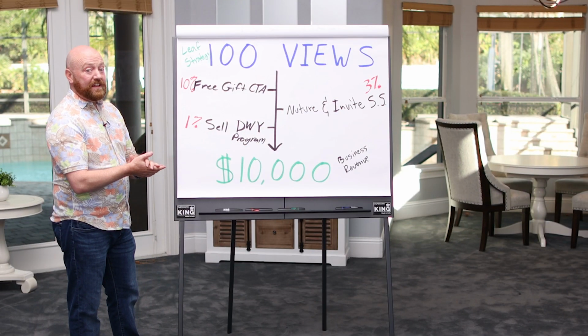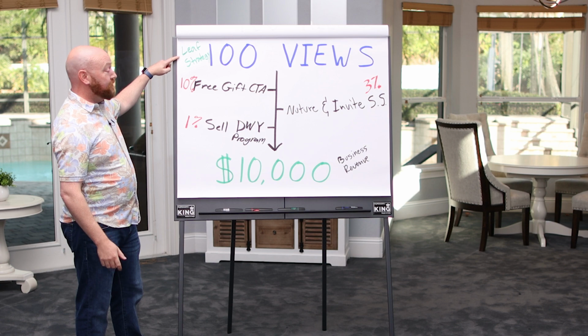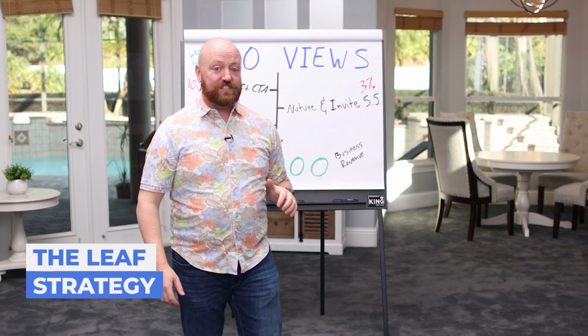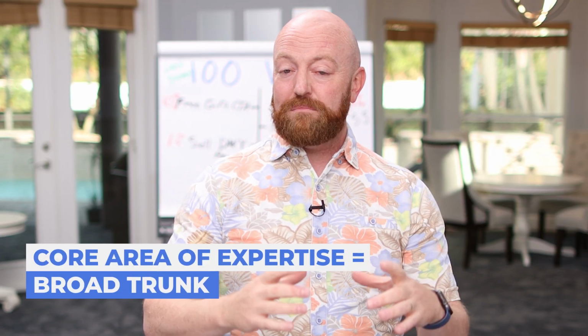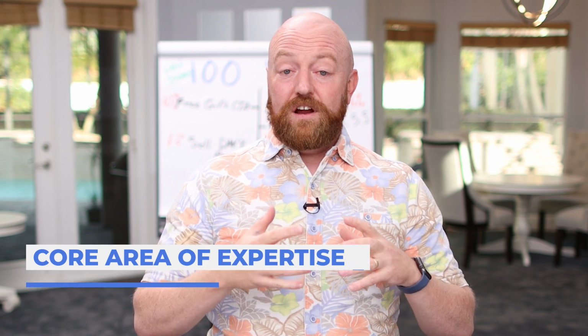Okay, so now let me fill in the gaps. I'm going to fill in all the gaps here, first talking about the leaf strategy, okay? So let me teach you my tree analogy. You have an area of expertise, and just like a tree has a broad trunk that goes out to branches, that goes out to leaves, your core area of expertise is like that broad trunk. And your area of expertise, you could categorize it in a variety of different ways. So that's like the branches of the tree.